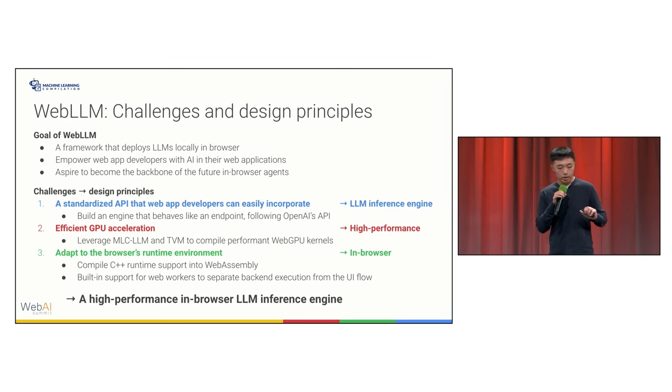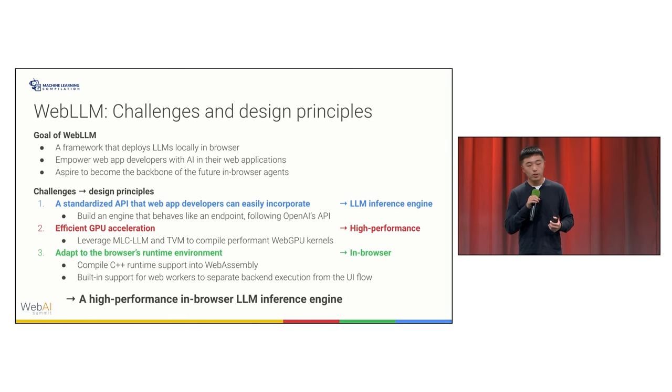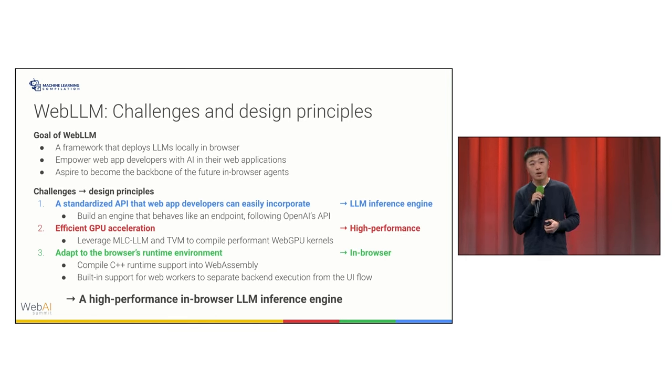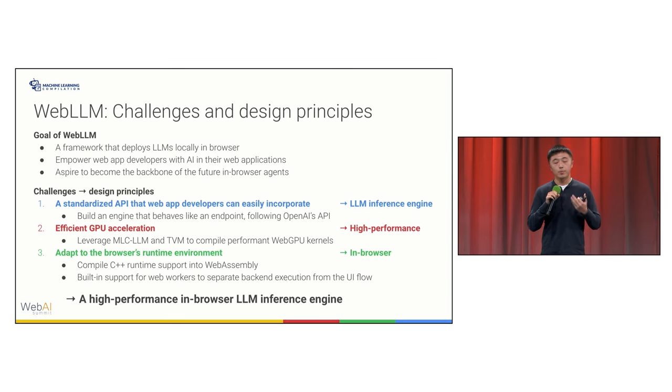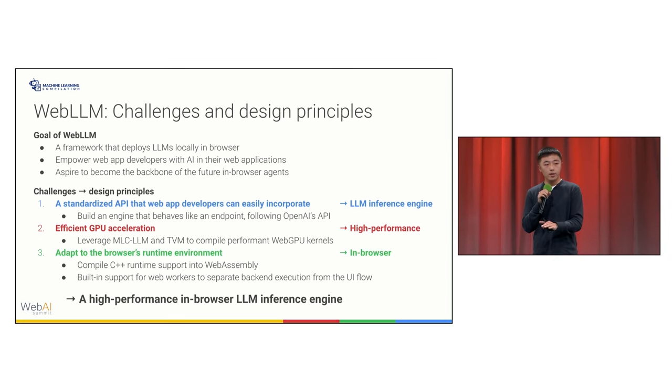And the third challenge, and therefore design principle, is that we want to adapt to the browser's runtime environment. That is, we're not implementing a Python package. We're implementing purely in JavaScript, and we're running entirely in the browser, so there must be some caveats. There are two main parts. The first is that WebLLM has built-in web worker support to separate backend and frontend UI flow. We also leverage WebAssembly to support any non-kernel runtime support. So these are the three design principles, and they form the title: a high performance in-browser LLM inference engine.